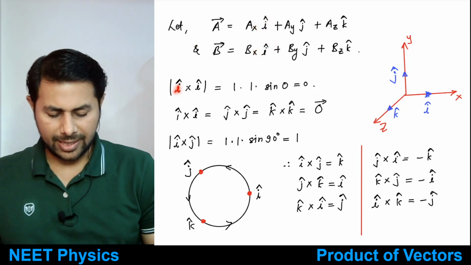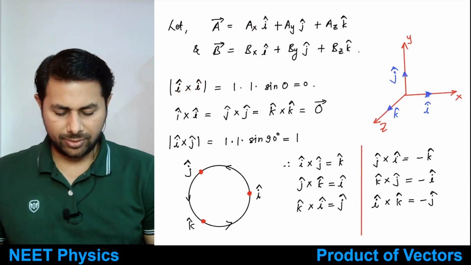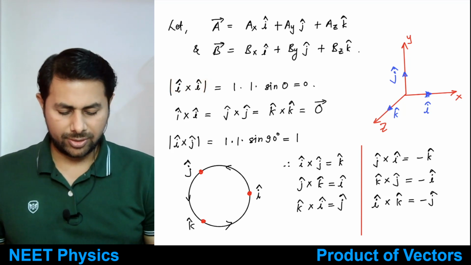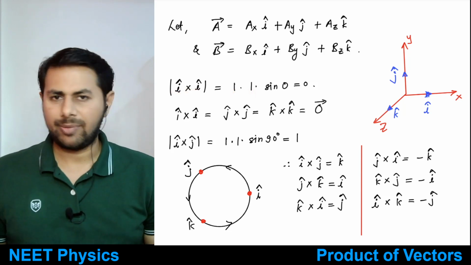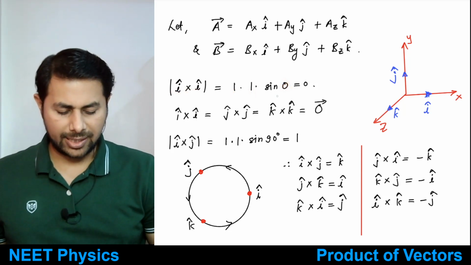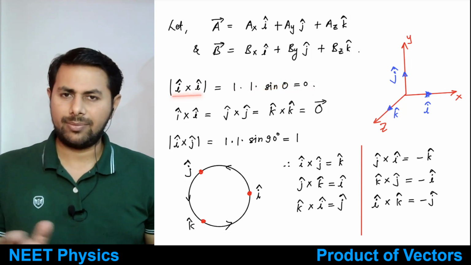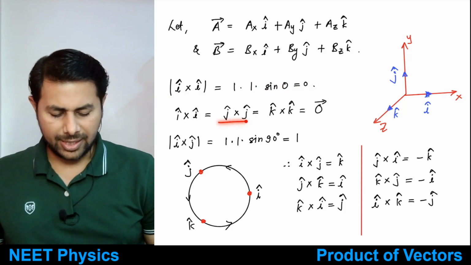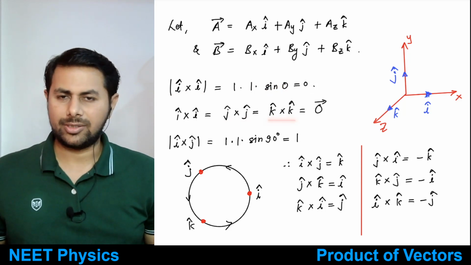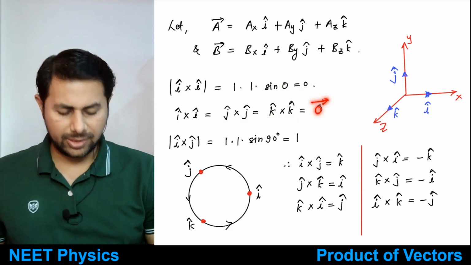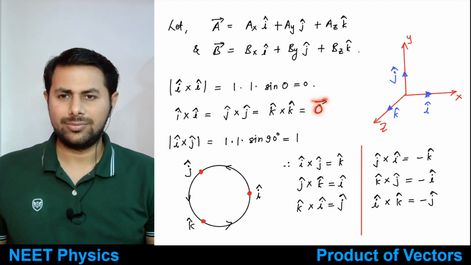Let's take i cap cross i cap. What would be its magnitude? Its magnitude is 1 multiplied by 1 multiplied by sine of the angle between i cap and i cap. The angle is 0, so it is sine 0, and sine 0 is 0. That's why i cap cross i cap is equal to 0. Similarly, j cap cross j cap is also equal to 0. k cap cross k cap is also equal to 0. So that means it is equal to a 0 vector, right?